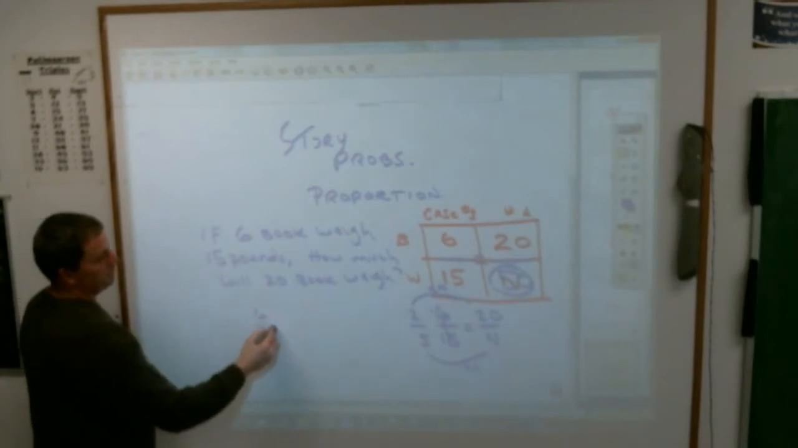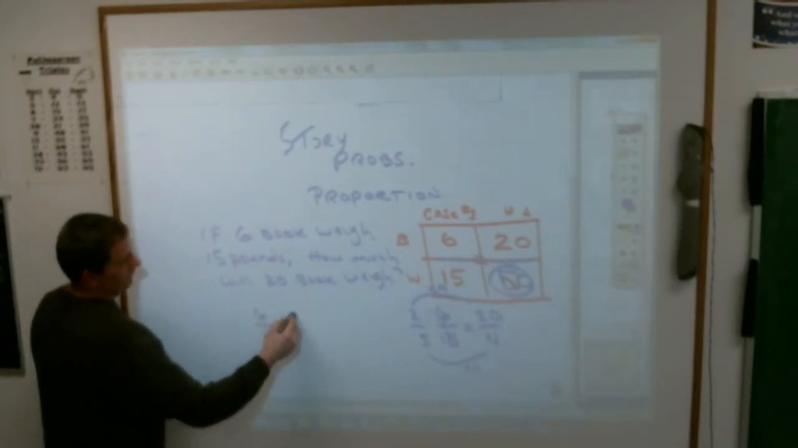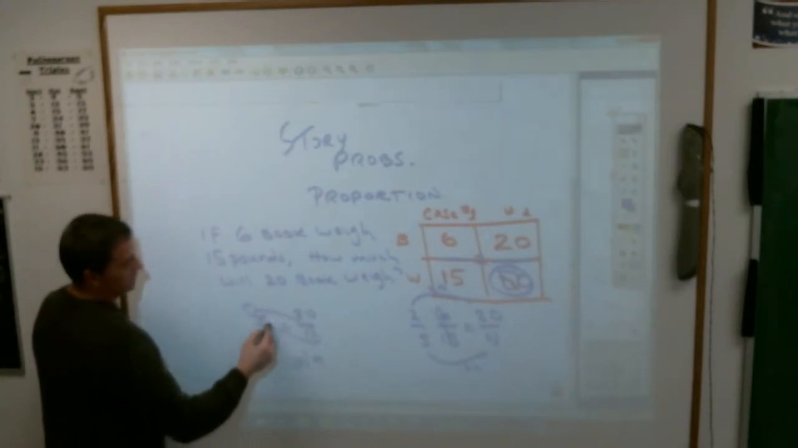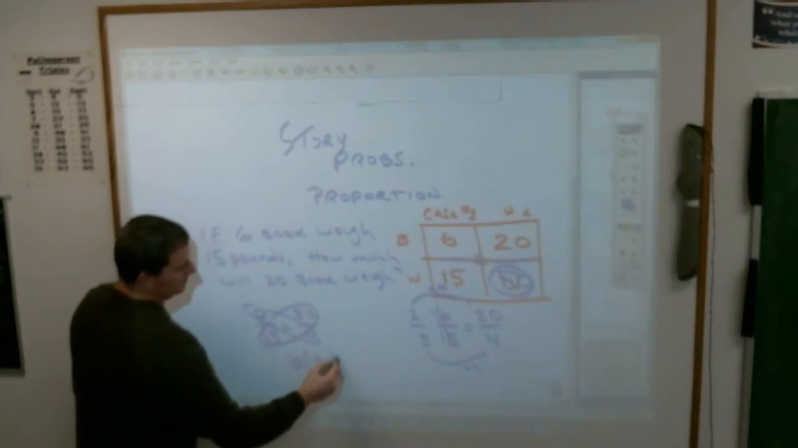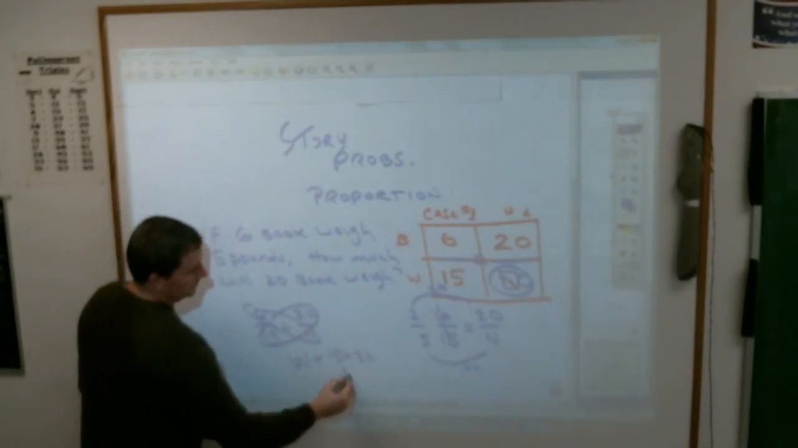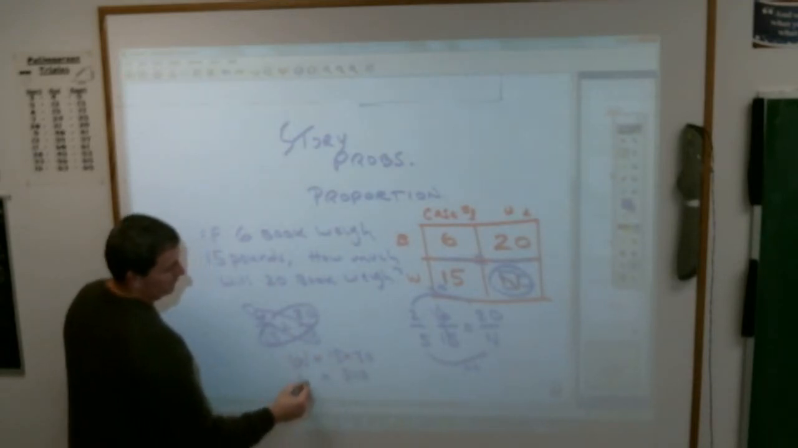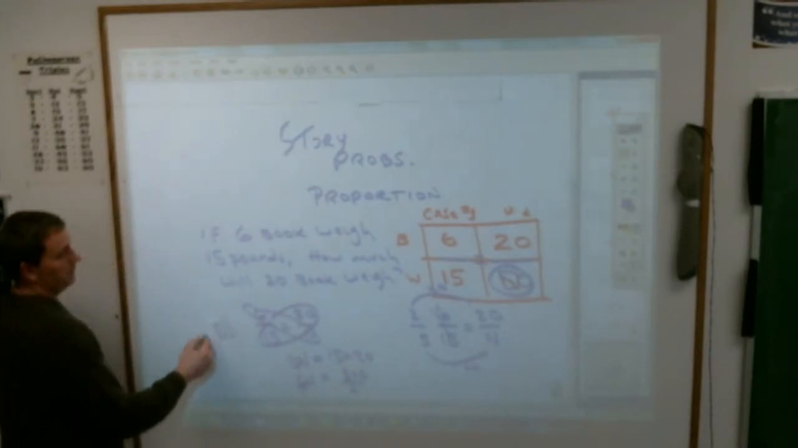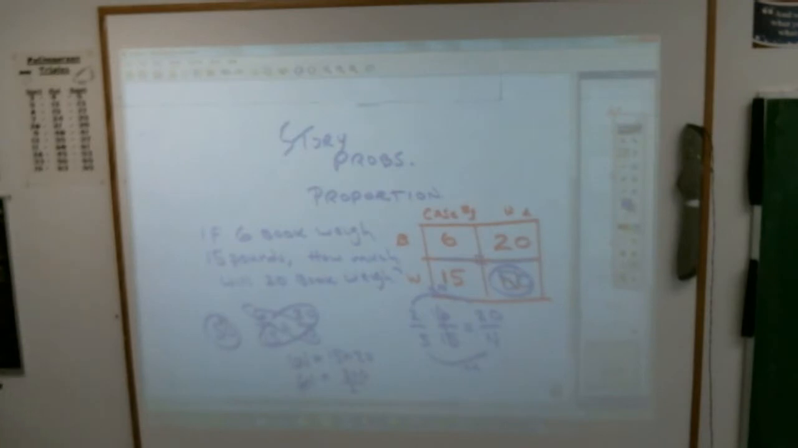If not, then you just do it out like this. 6 times what number equals 15 times 20? And 15 times 20 is 300. If you divide 300 by 6, you end up with 50. Any issues with that? Let's do another, you say? Let's do another.